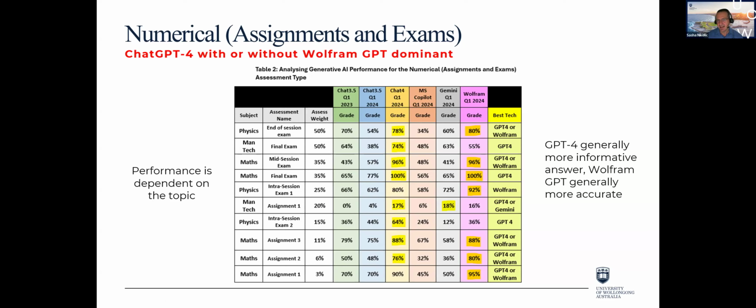So one way around it is, if a student has an exact question, they're best off using Wolfram to find what the correct answer is, then coming back to ChatGPT 4 and getting that detailed description that can help them learn, if that was the objective.